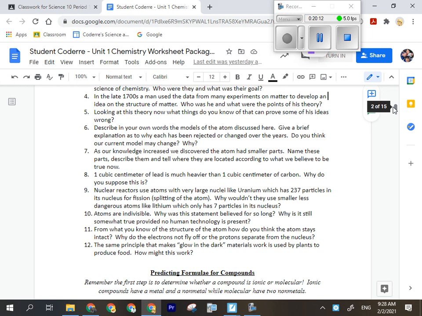The same principle that makes glow-in-the-dark materials work is used by plants to produce food. We talked about this yesterday. This has to do with the electrons jumping from one level to another. When light is applied to a plant, to the chlorophyll molecule, the electrons become excited, they gain energy, and they hop from one level to a higher energy level. Then when the light is gone, they fall back down and release the energy they gained from the sun, and that energy is then used to break up carbon and water and make sugar. Everybody all right with that?